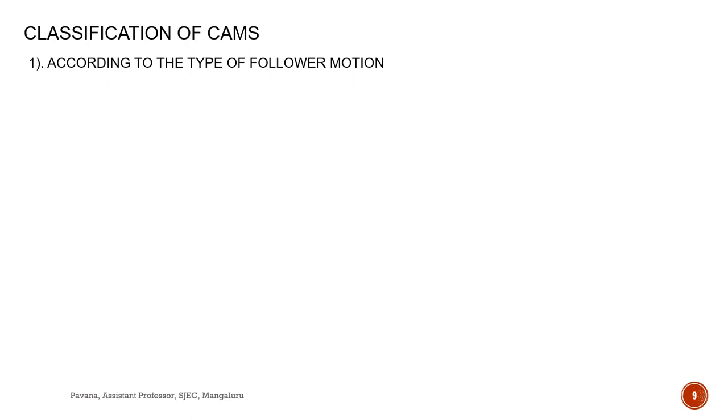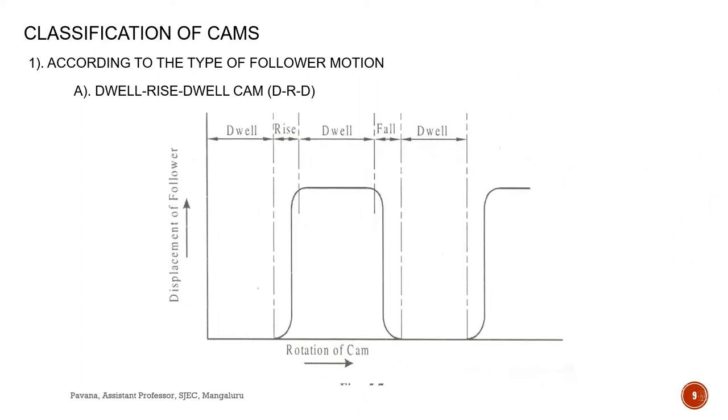Next, classification of the cam according to type of follower motion. That means three types what we have seen: the rise, dwell, and fall. Based on that, we have classification. First one, that is dwell, rise, dwell cam.